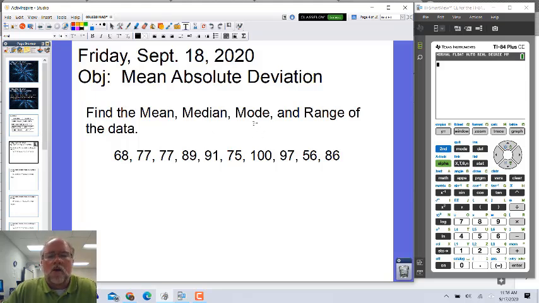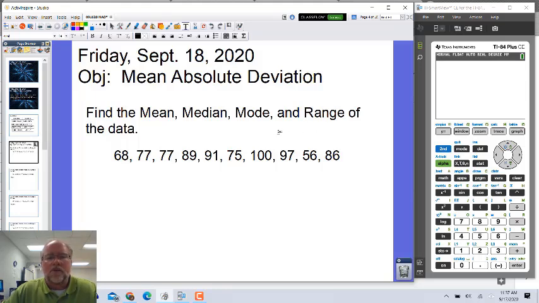The mode is the one that occurs the most often. Whichever number occurs more than any other is the mode. Now you can have more than one mode in a data set. So if I have 2 numbers that occur the same number of times and they're the most, then you may have 2 modes in the data, and that's okay. You can have 1 mode, 2 modes, 3 modes, but after 3 you don't worry about it anymore. And then of course the range is going to be the highest number minus the lowest number. It's how spread out your numbers are.